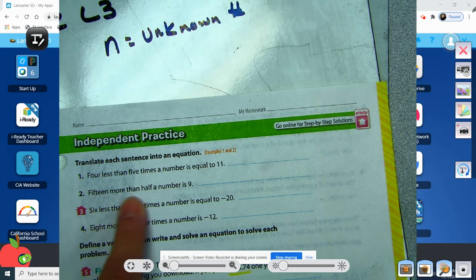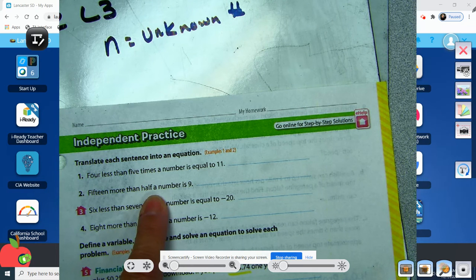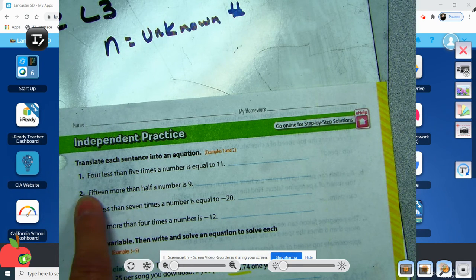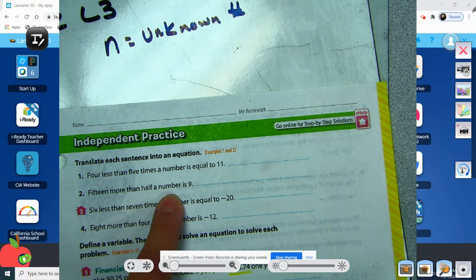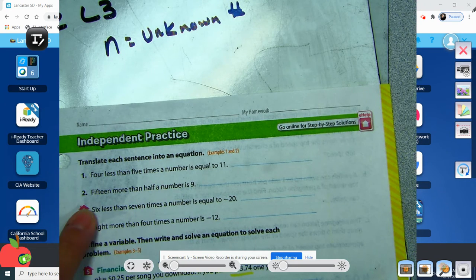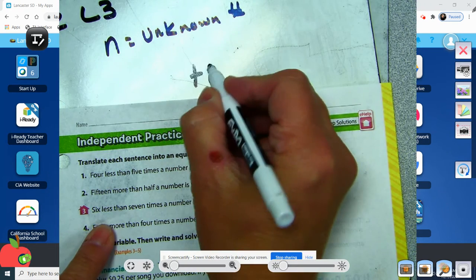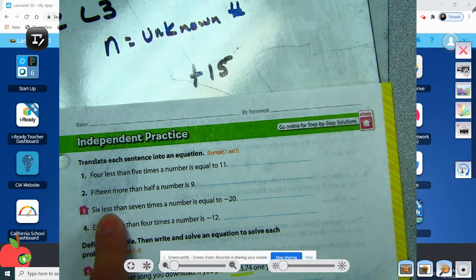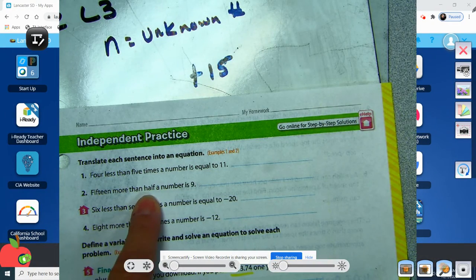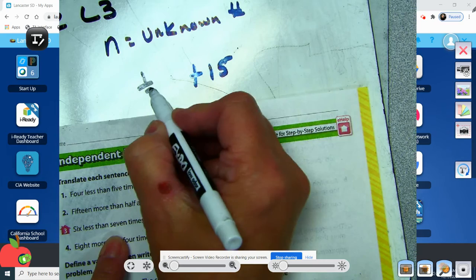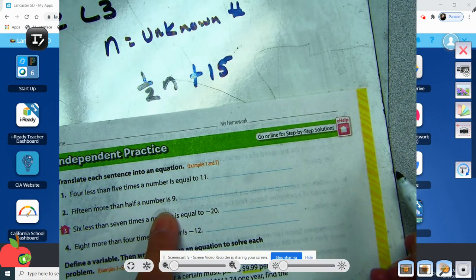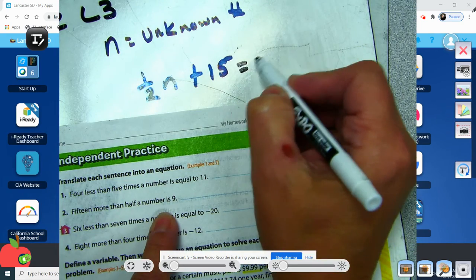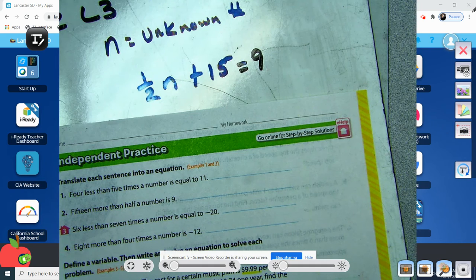Here, 15 more than a number, 15 more than half a number is 9. 15 more means you're going to add 15. 15 more than half a number would be 1/2 n is 9. Get the idea?